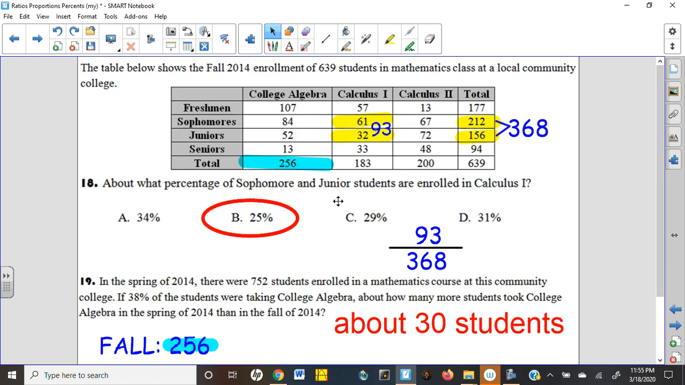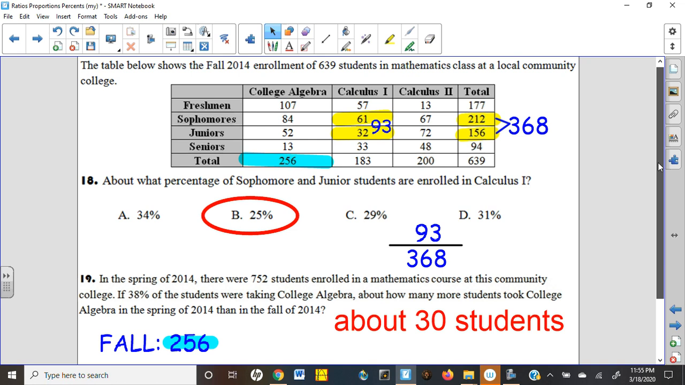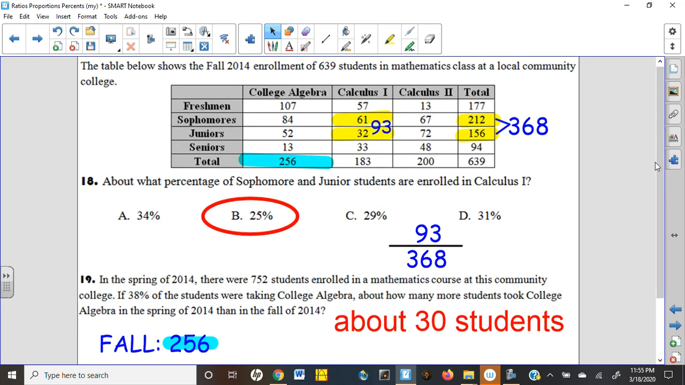Number 18 and 19 deal with this chart, which is a sneak peek at tomorrow night's assignment, or tonight's assignment. I guess you're probably watching this on Thursday morning, so tonight's assignment. But we're going to be talking about two-way frequency tables.